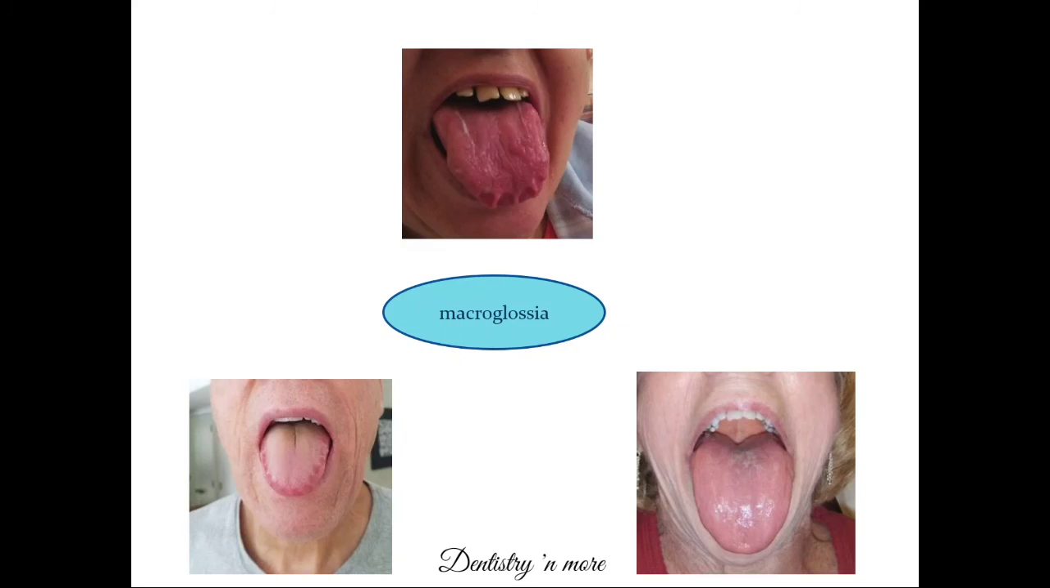In macroglossia, sometimes due to the enlarged tongue, you can see tooth indentations around the lateral borders of the tongue as well as on the tip of the tongue. And sometimes you can see an absence of the papillae itself.